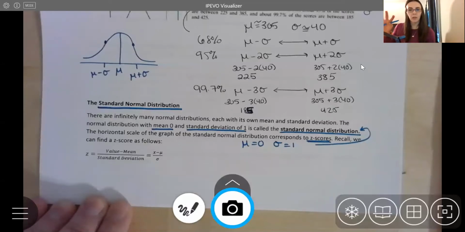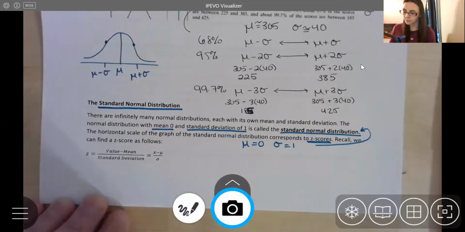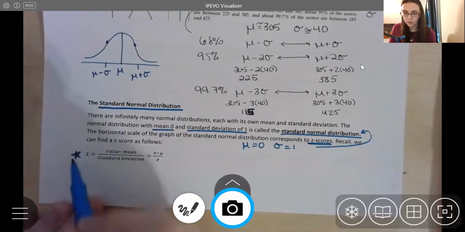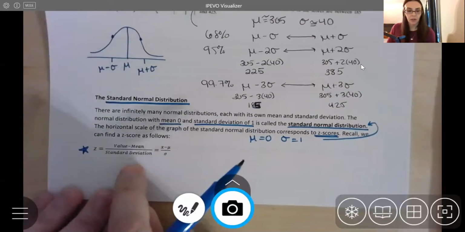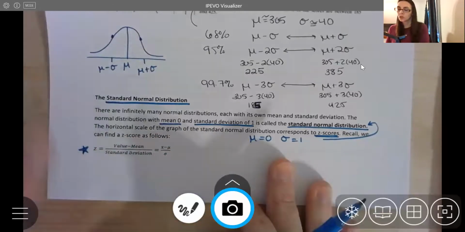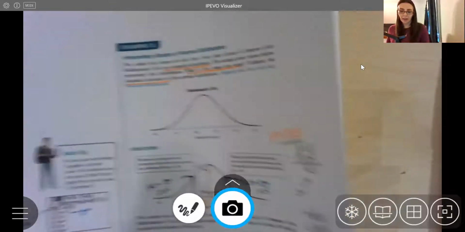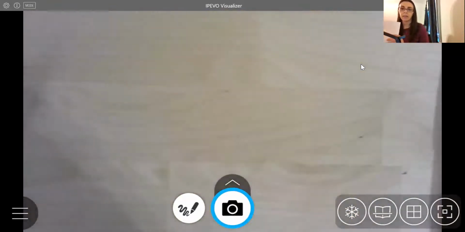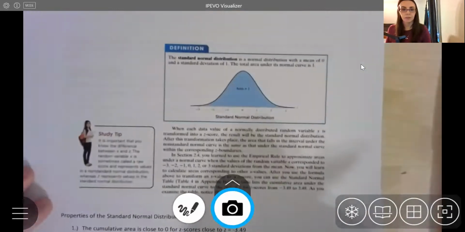So basically, we can take any normal curve we want and change it to the standard normal curve by converting all our x values to z-scores if we want to. And I have that formula for a z-score rewritten here, so you know how to find your z-scores. We're just going to take our value, subtract the mean, and divide by the standard deviation. So we can convert any regular normal curve to a standard normal curve if we want to.